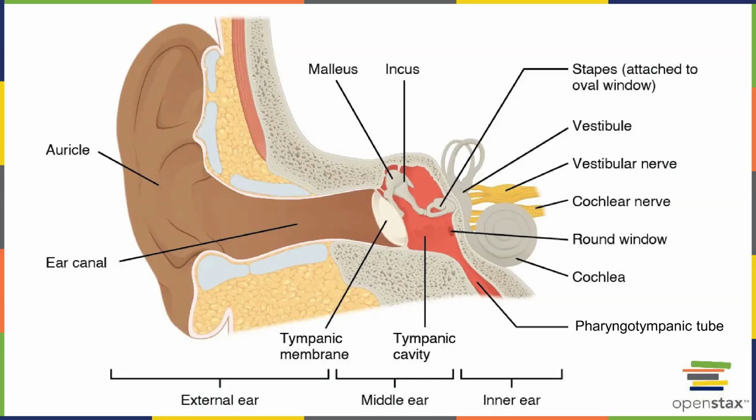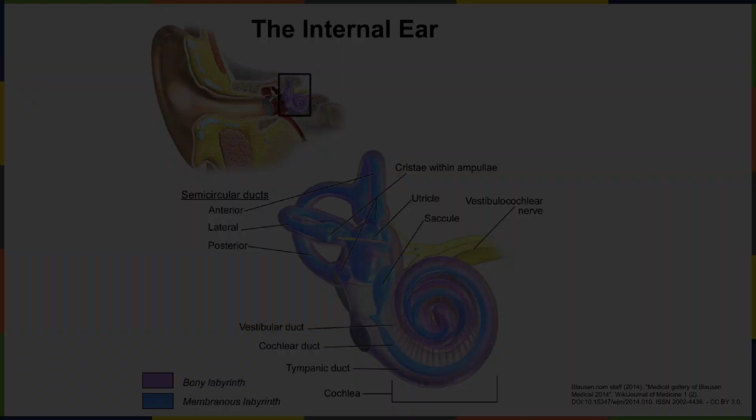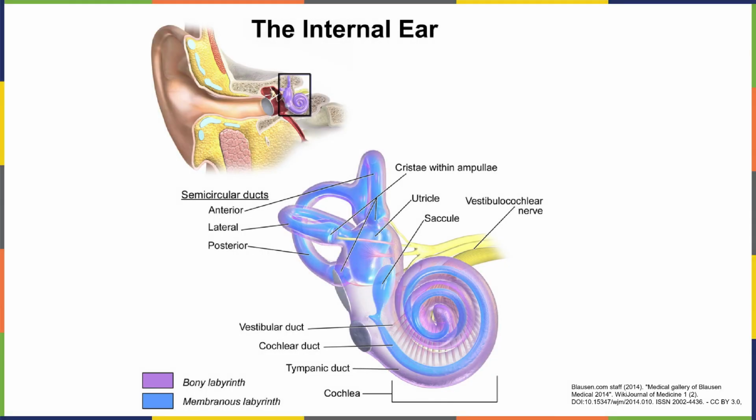The middle ear also contains the pharyngotympanic tube. This tube connects the middle ear to the nasopharynx and opens during swallowing or yawning to equalize air pressure on both sides of the eardrum. The inner ear houses the sensory organs for both hearing and balance. It consists of a bony labyrinth filled with perilymph and a membranous labyrinth filled with endolymph.